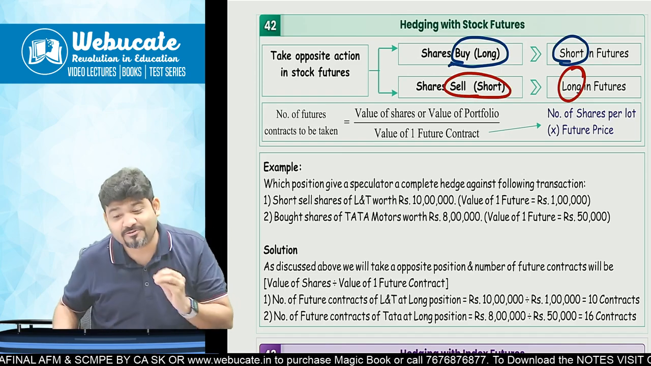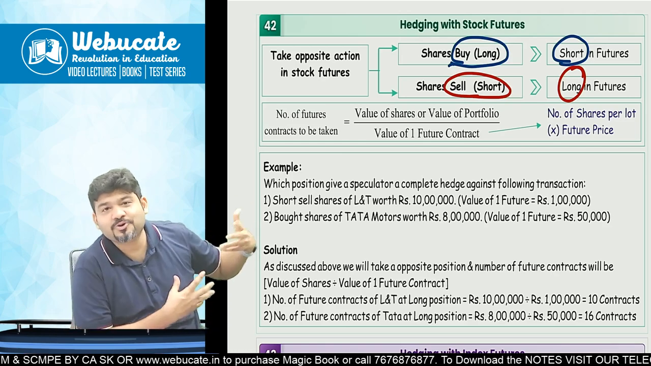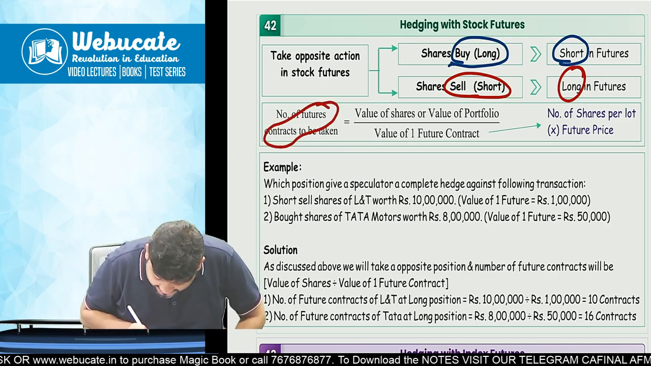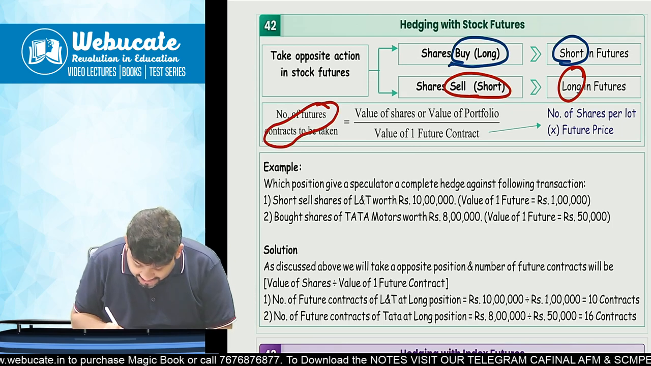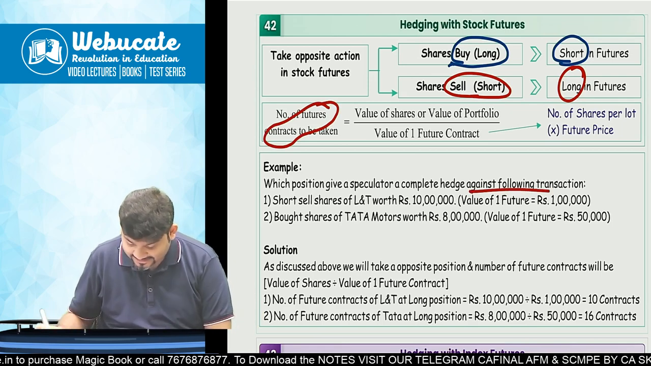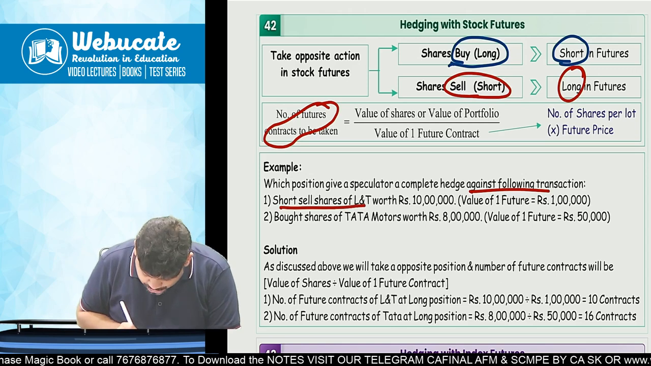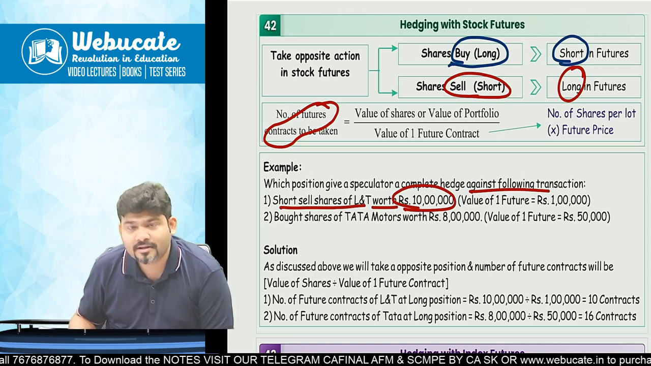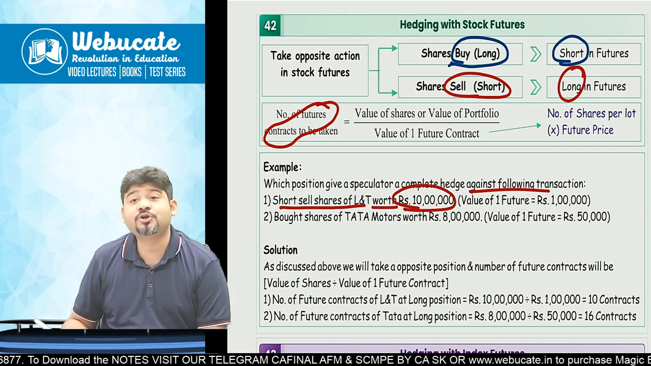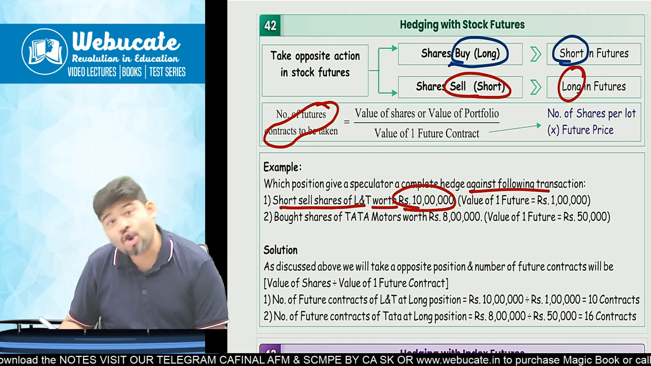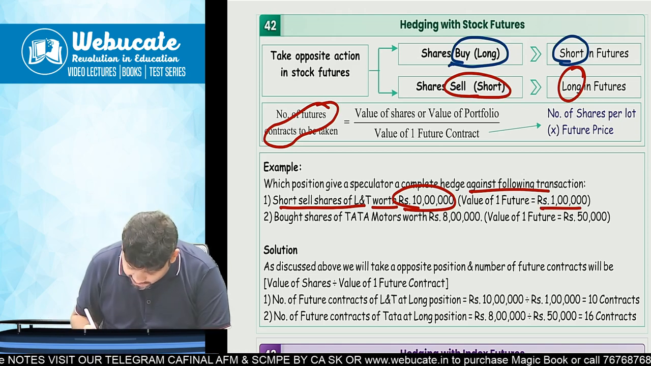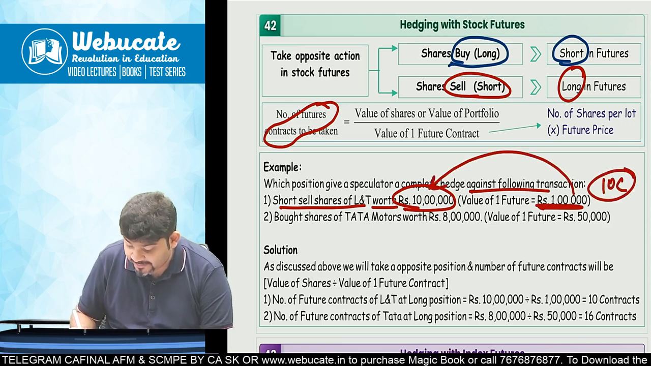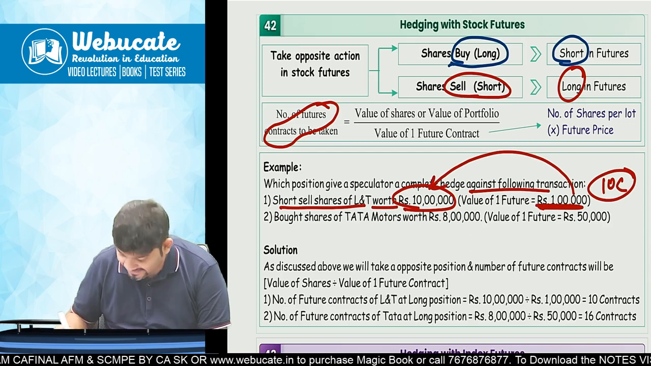How many futures will have to be taken? I'll explain with this example, because the number of futures contracts has to be determined. Which position will give a speculator a complete hedge? Pay attention. Suppose there is a short sell of L&T shares worth rupees 10 lakh. Now, if you have short sold, you will have to long the future. The value of one future is rupees 1 lakh. Total you have short sold 10 lakhs. Can I say there will be 10 contracts? Are you understanding? Correct, 10 contracts.